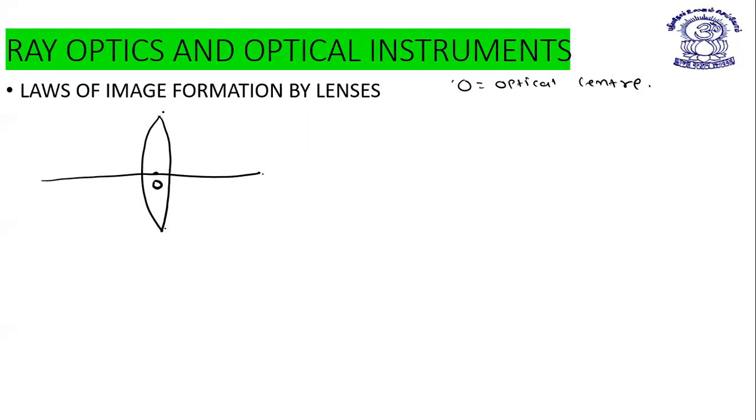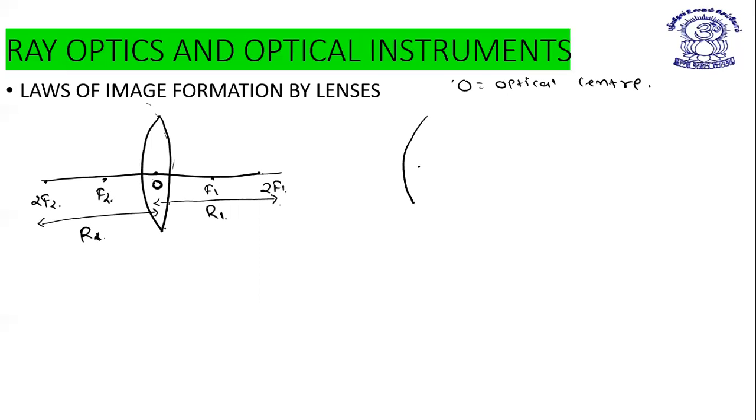The focus of first surface is F1 and 2F1. Distance between O and 2F1 is the radius of curvature R1. Same way for second surface, focus is F2 and center of curvature is 2F2. So distance between 2F2 and O is radius of curvature R2. O is optical center and all the distances are measured from O.